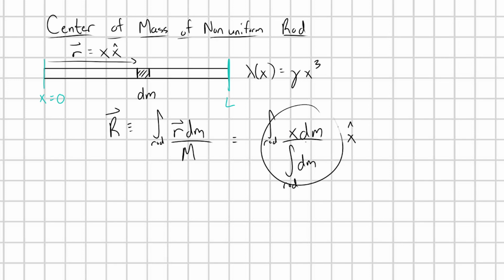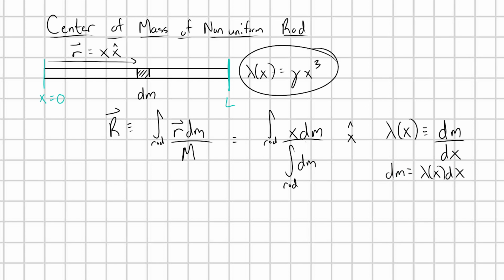Right, we can't really use these integrals yet because we have this non-spatial integrand in these integrals. So let's go ahead and fix that real quick. So we have mass density, right? A linear mass density, lambda of x, is defined very generally as the infinitesimal mass element per each infinitesimal length element of your object. So in other words, dm is going to be equal to lambda of x dx, and we're given lambda here. So dm is equal to gamma x cubed dx.